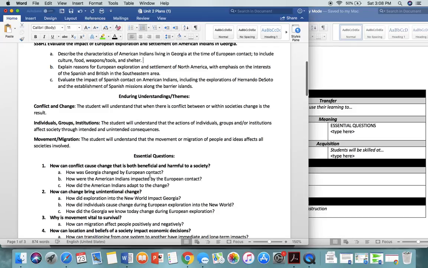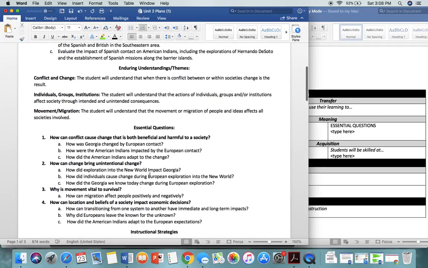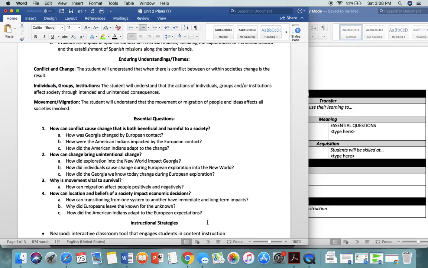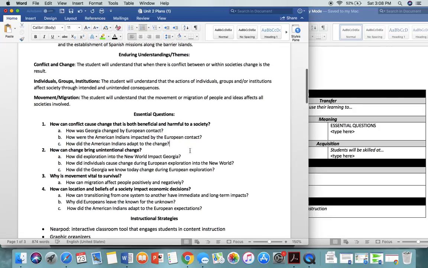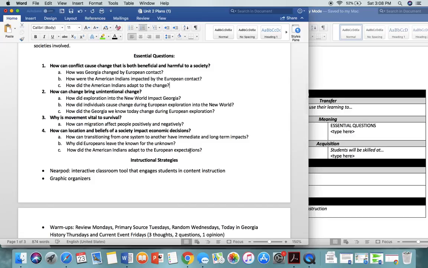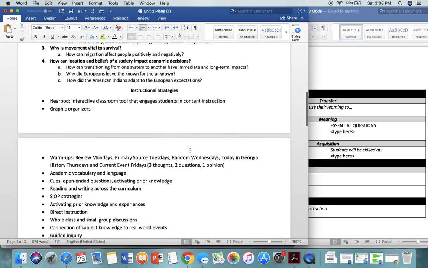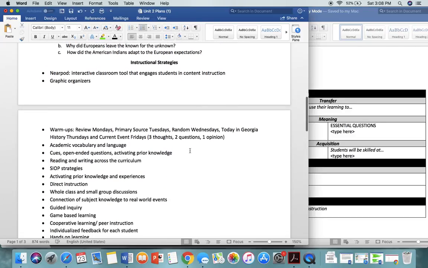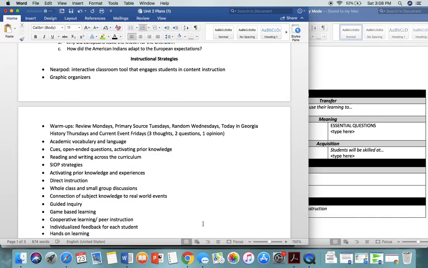Then we get a little more narrow here with the essential questions. We have, how can conflict cause change that is both beneficial and harmful to society, and then you have an even more narrow focus here. But then I go in and I put these instructional strategies. They're not lesson plans or anything like that. They're just a list of things that I was doing throughout the unit.